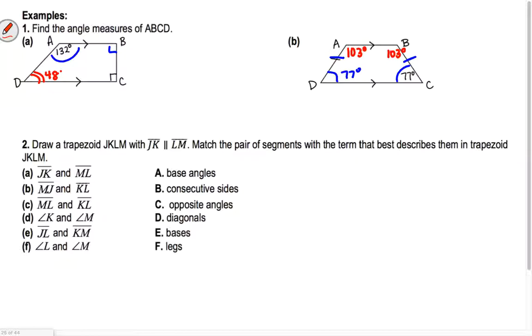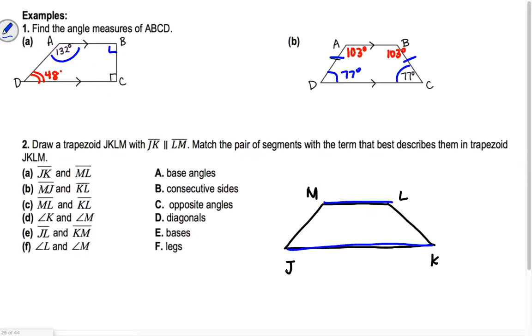All right, so it says draw a trapezoid JKLM with JK. So we're going to start it going this way. So JK, so I'm going to put L and M here. So JK is parallel with LM. So see how I drew it? So match the pair of segments with the term that best describes them. So what are JK and ML? What are these called in a trapezoid? Bases, so that was E. What about MJ and KL? Legs, right?